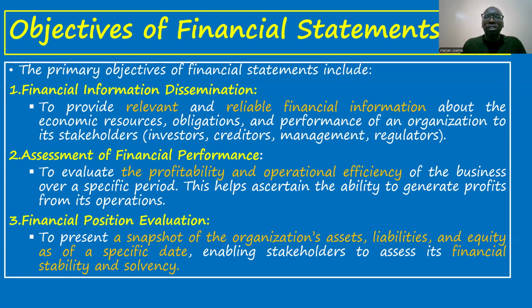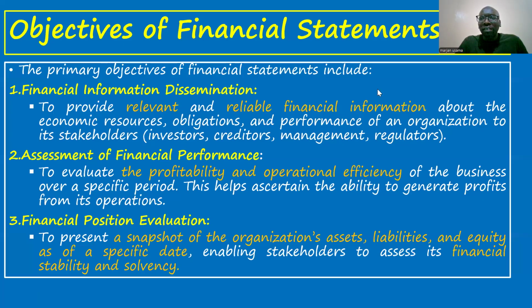And this information needs to have two characteristics. Number one, it should be relevant. Relevant means it should be objective. It should be information that we need. And number two, it should be reliable. Reliable means it should be accurate.